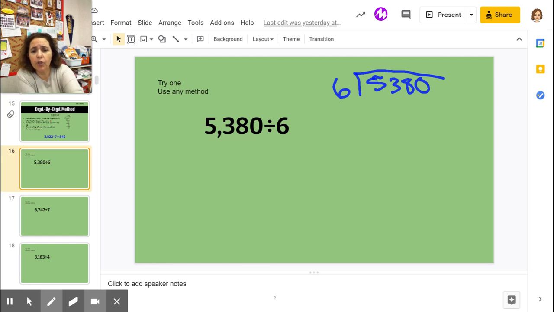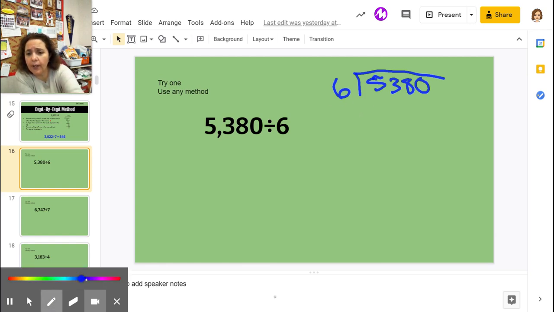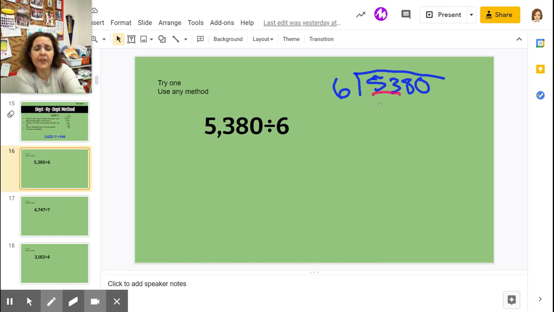Okay, so I'm going to start with the 6. 6 does not go into 5, right? So then I'm going to say, does 6 go into 53? 6 times what gives me close to 53? Well, let's see. 6 times 5 is 30. 6 times 6 is 36. 6 times 7 is 42. 6 times 8 is 48. 6 times 9 is 54. So that's too much. It's got to be 8. 6 times 8 is 48.